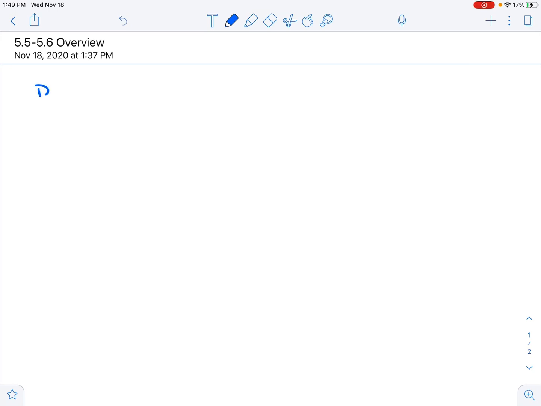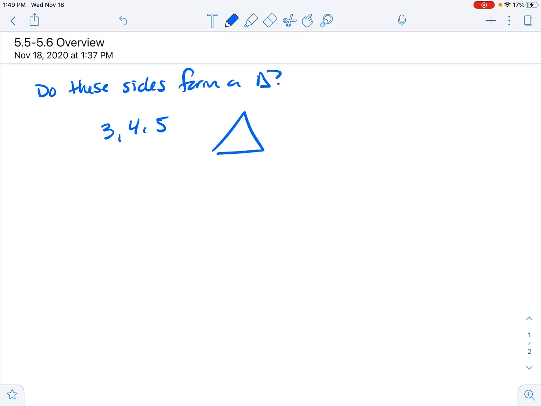So do these sides form a triangle? Okay, so if I give you, say, 3, 4, and 5, if I add any two sides together, they have to be bigger than the third. Okay, so if you need that visual, we can always draw a triangle over here. So if I add two sides, I'm going to add these two first. So 3 plus 4, it has to be bigger than the third side.